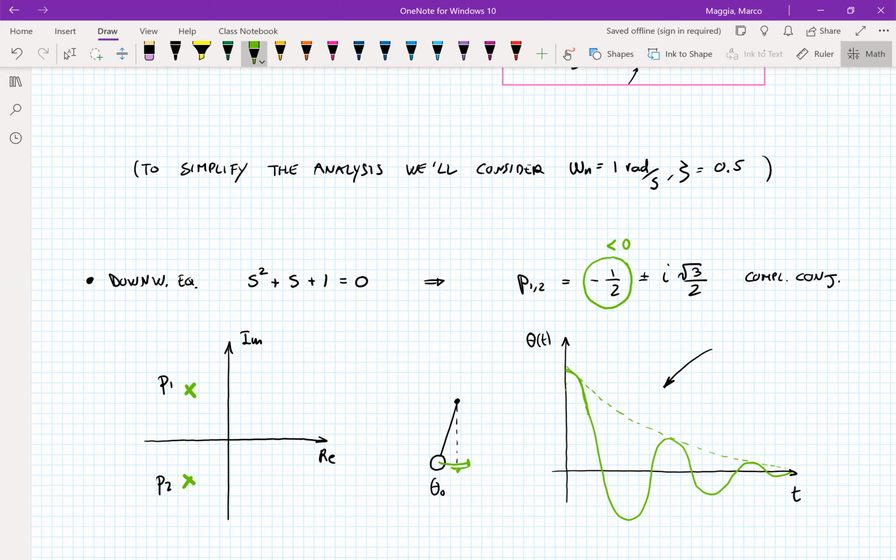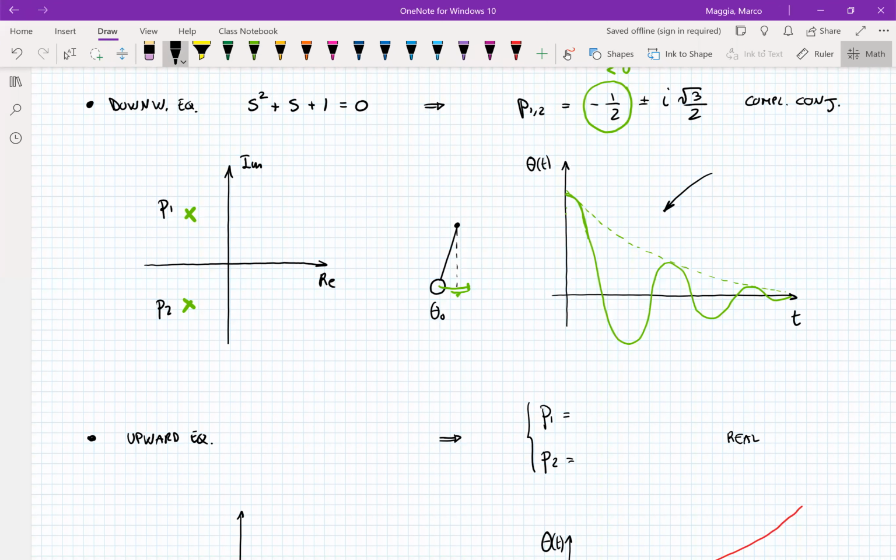Now let's take a look at what happens for the upwards equilibrium. So since we have a minus sign, now the characteristic equation becomes s squared plus s minus 1 equals 0. And so the roots of such equations, that is the poles, are minus 1/2 minus square root of 5 over 2. This is a real number, and it's negative.